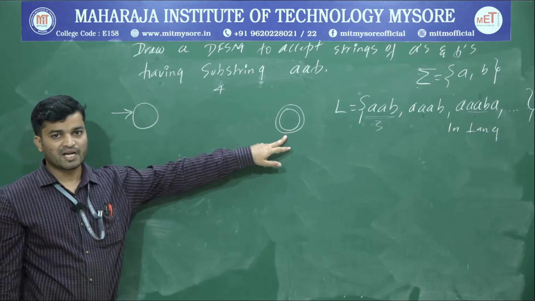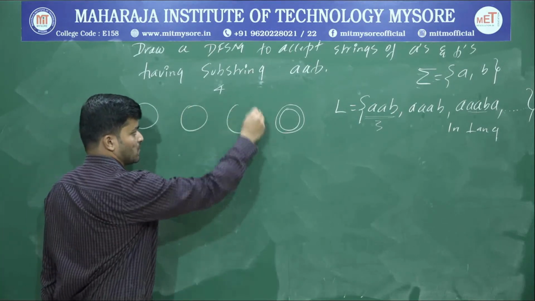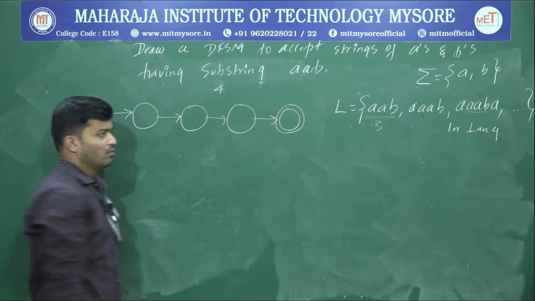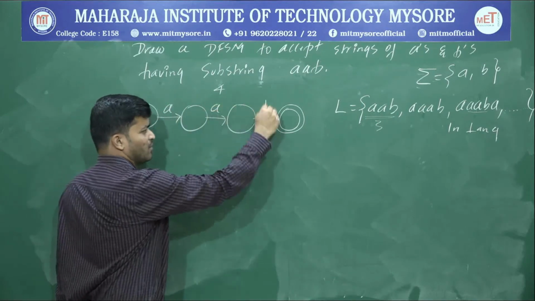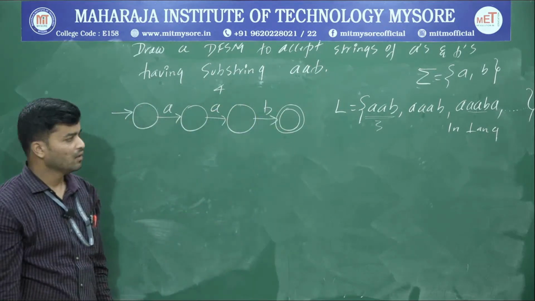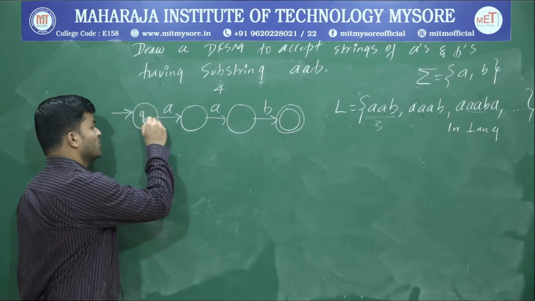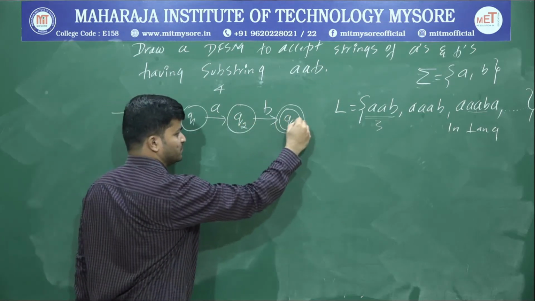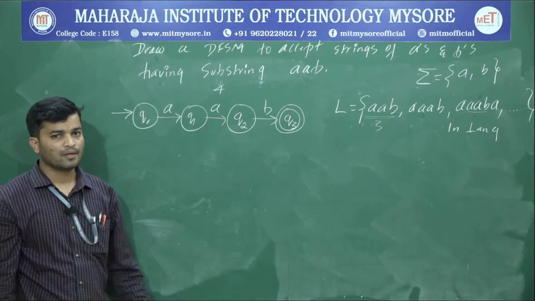So out of 4 states, one should be the start state, one should be the accepting state, and write 2 intermediate states. Connect them using arrows, and whatever the minimum length string is, you write that one as it is: A, B. Okay. So next, name these states: Q0, Q1, Q2, Q3.